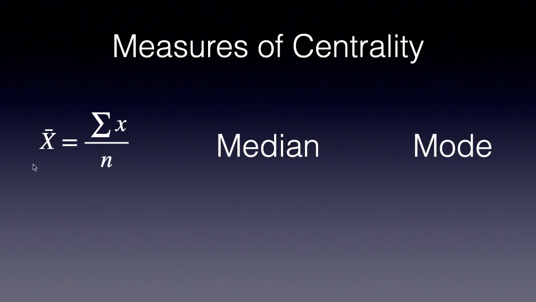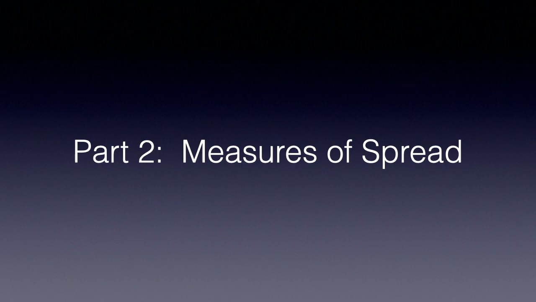It's interesting to note that the only one that involves any arithmetic is the sample mean. Notice that the median is by location and the mode is by frequency.